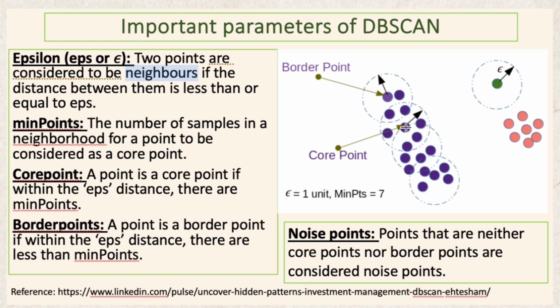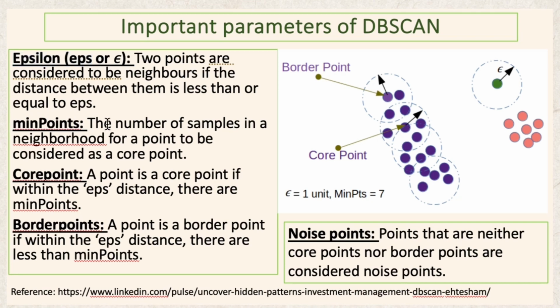Now, any point here, let's say you talk about this core point. This is a core point because within epsilon distance, the minimum number of points are available. That is 7 in this case. This is not a core point. This is called a border point because it has less than the minimum number of points. Similarly, we can have a noise point, etc. So epsilon and minimum number of points are the two crucial parameters in DBSCAN. And there are different methods or rules that we can apply to compute these two.